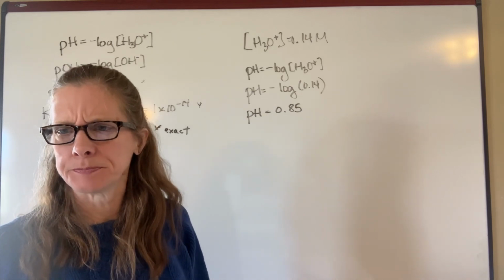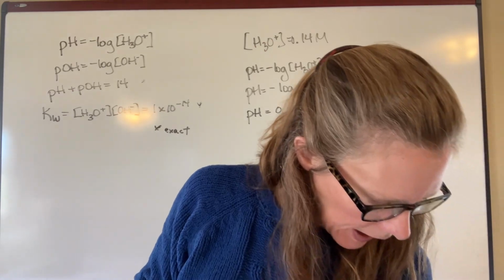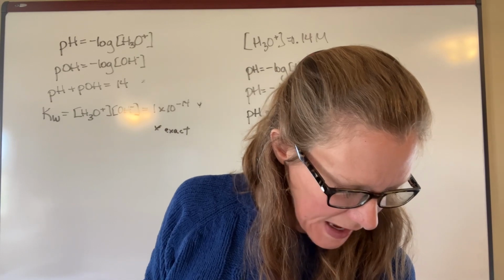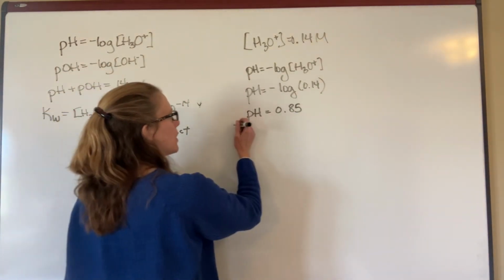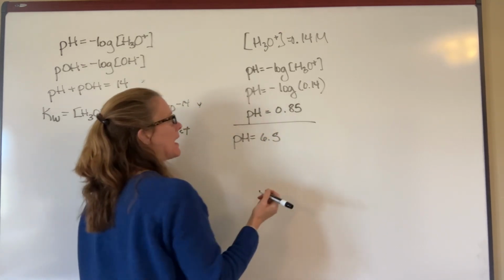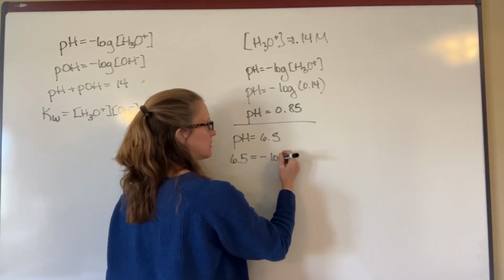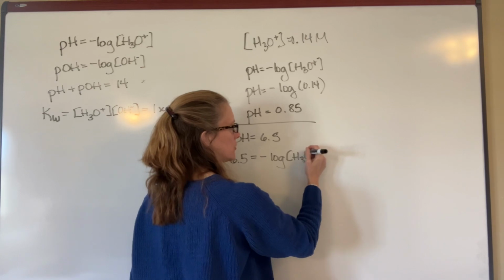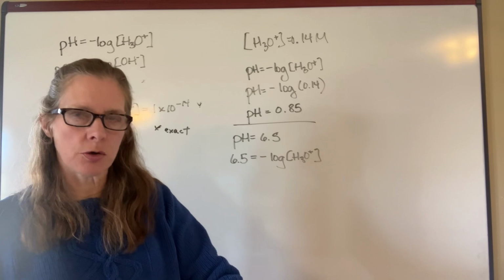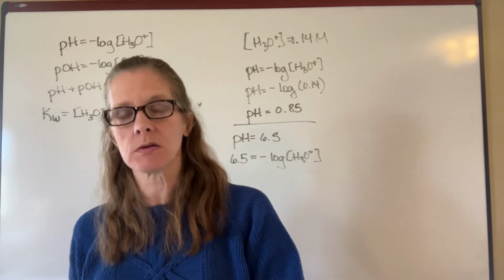Okay, if we look at the next problem, it says, what's the concentration of hydronium ions in a solution whose pH is 6.5? So if my pH is 6.5, and again, I know that 6.5 equals the negative log of the concentration of hydronium ions, how do you get that into your calculator? I'm not worried so much about writing it out as he did in the book as I am that you can type it into your calculator correctly.